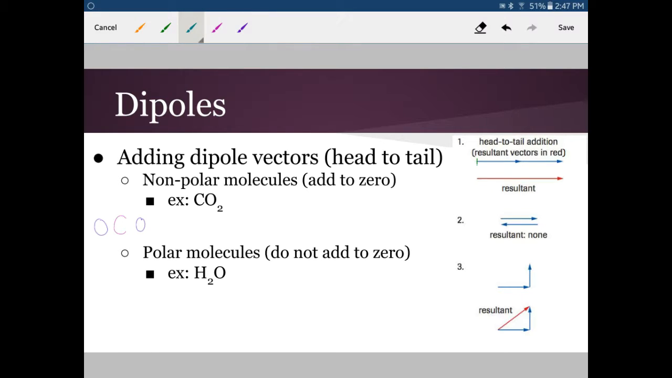Carbon has 4 electrons, each oxygen has 6, meaning that there's a total of 16 electrons. So we have 1, 2, 3, 4, 5, 6, 7, 8, 9, 10, 11, 12, 13, 14, 15, 16. Because carbon's not happy, we move these guys inwards, and we get something that would look like this. And I'm just going to draw the structural formula of this. And we have our 2 electron pairs. We can draw those in here. Kind of a blend between a structural formula and a Lewis formula.